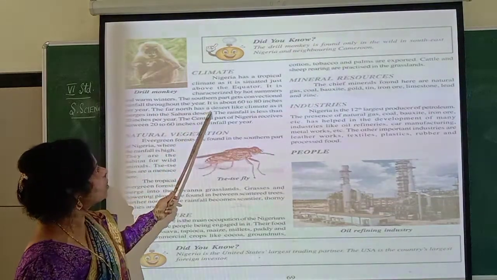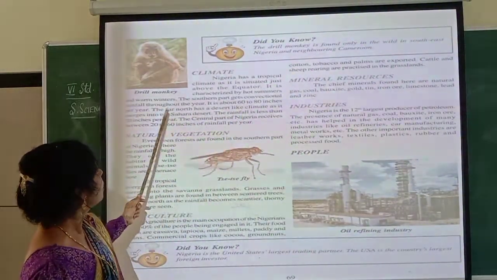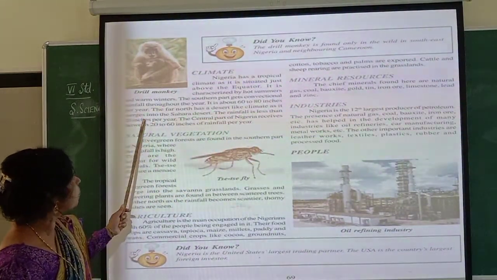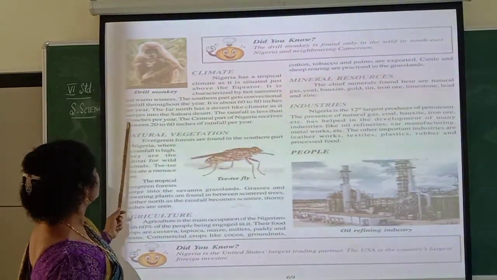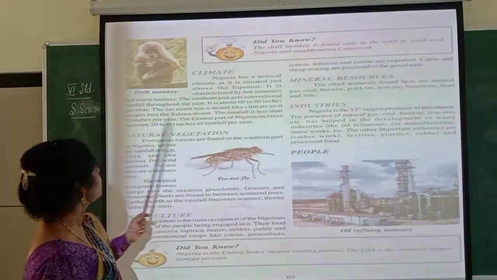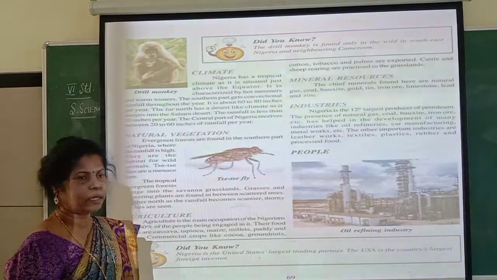The far north has a desert-like climate because already Sahara Desert, you know. So the far north has a desert-like climate as it emerges into the Sahara Desert. The rainfall is less than 20 inches per year. The central part of Nigeria receives between 20 to 60 inches of rainfall per year.